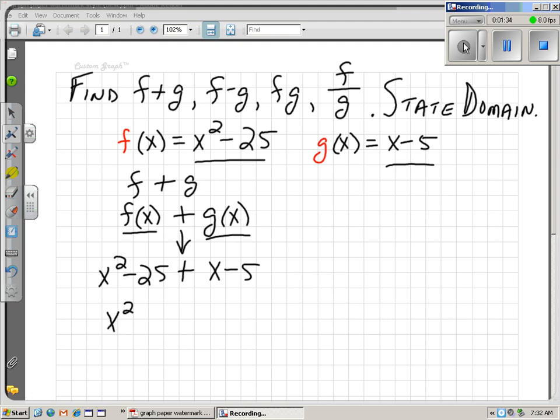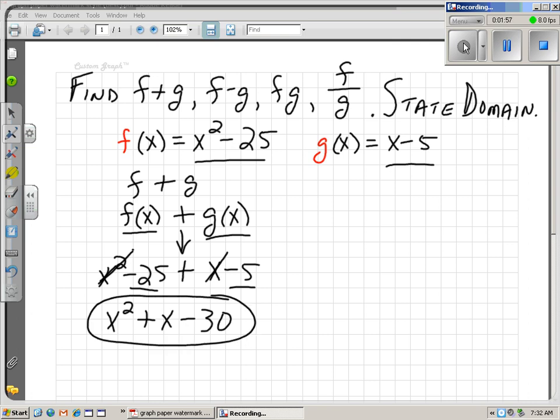I'm going to put my x squared first because it has the highest exponent. All right, so I'm done with x squared. And then I look for x's. Here's an x over here, so I have a plus x. Remember, every number has a sign. That x is positive, so it's plus x. And now I'm looking at minus 25 and minus 5. I put those together, I get minus 30. And there's f plus g.